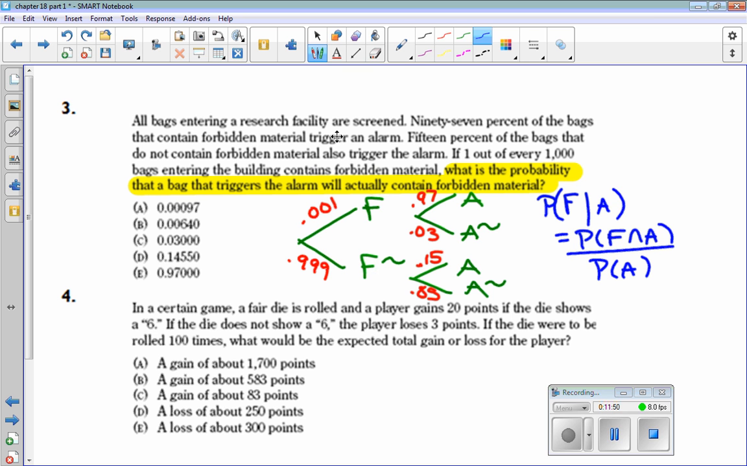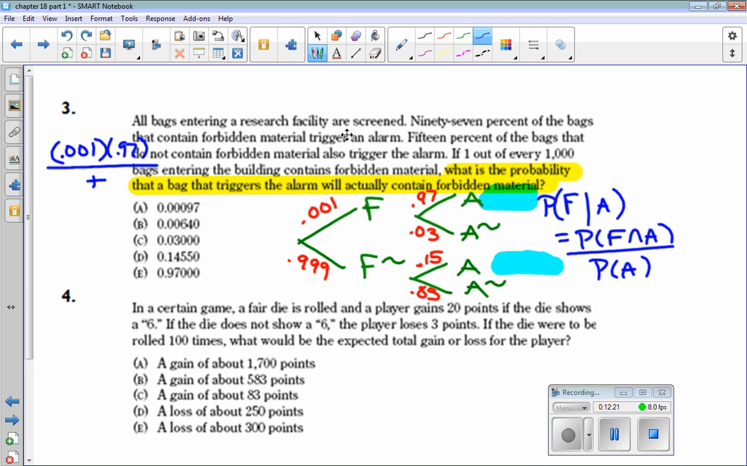Now, the probability of forbidden and alarm is this when I multiply them across. Do you agree? 0.001 times 0.97, divided by, well, triggering an alarm is either here or it's here. So we have to add those together to get the probability of the alarm.